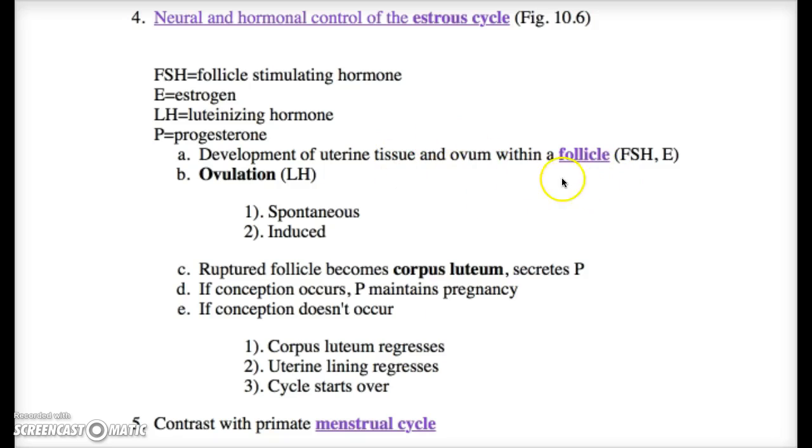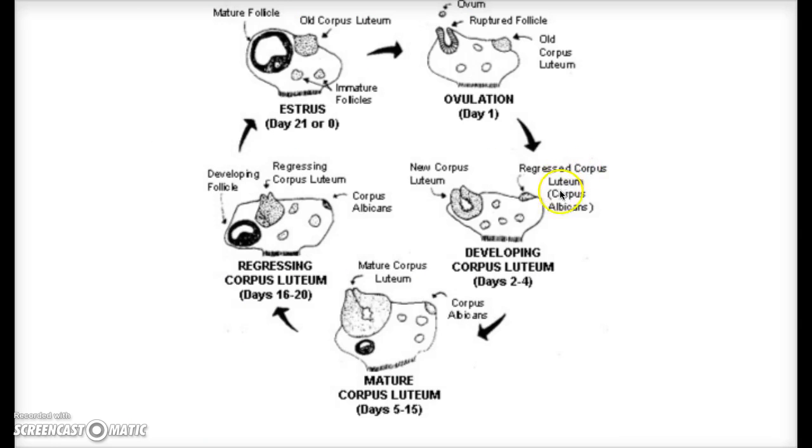First, let's look at what's happening within the follicle. The follicle is a structure within the ovary. You can see a cross-section of the ovary here and the cycle that it goes through. We're going to start right here with the start of the development of the ovum within the ovary. And that happens within a structure that's known as the follicle.